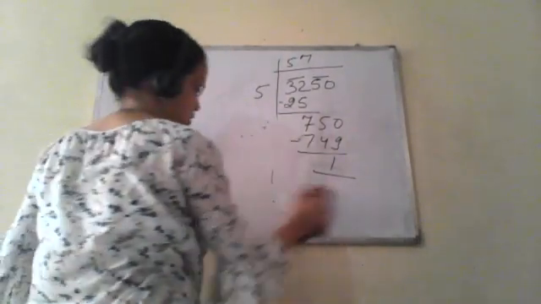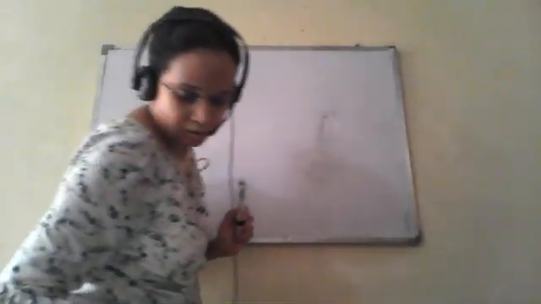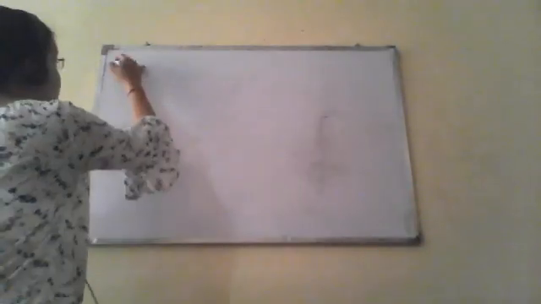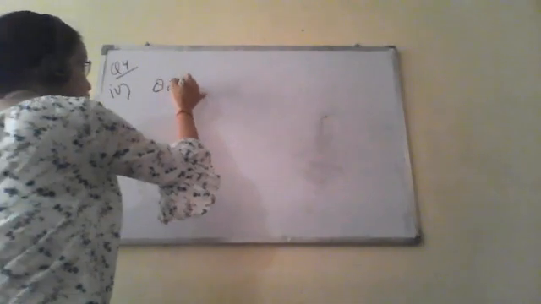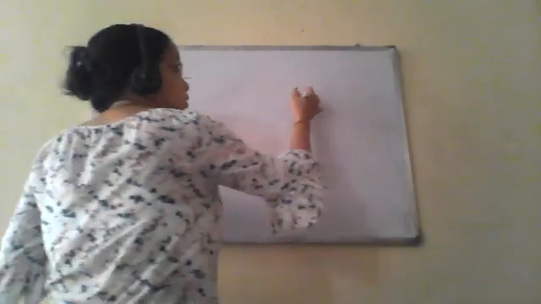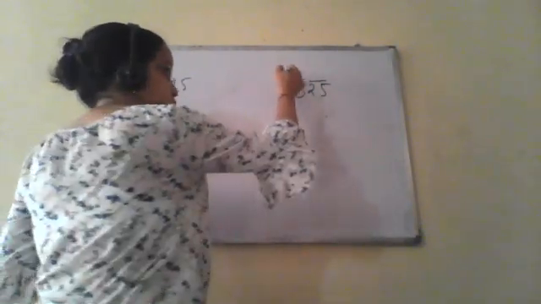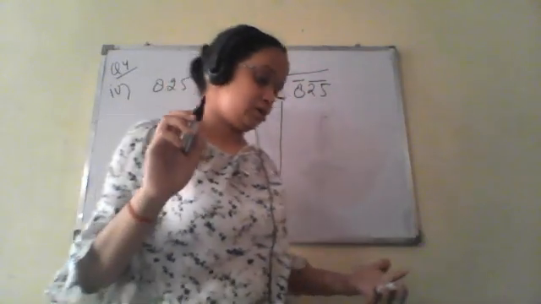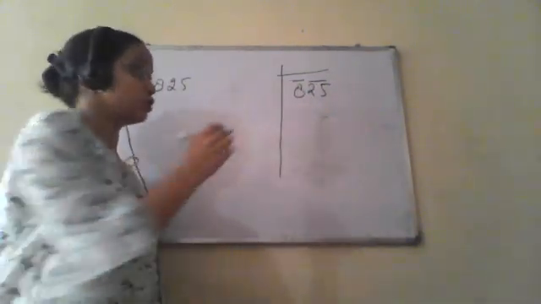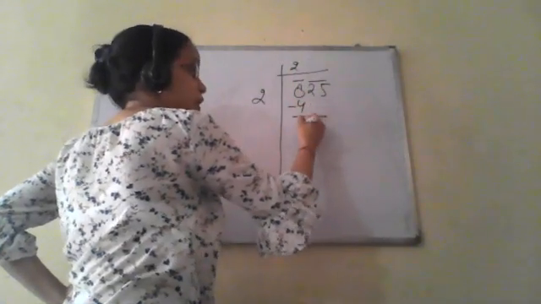Next part. This is 825, fourth part, question number 4. So this is 825. Again we have to put the bars. Can we go for 3? Square of 3 will be 9, which is greater than 8. So we will go with 2. Square of 2 will be 4, and we will get 4 as remainder.